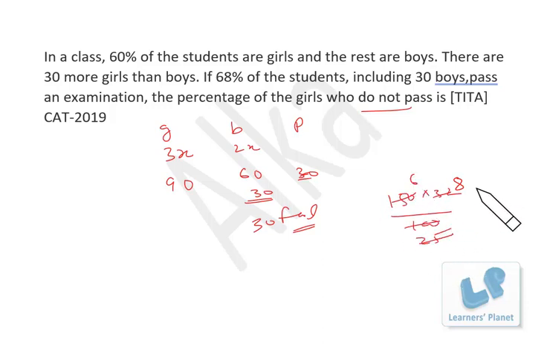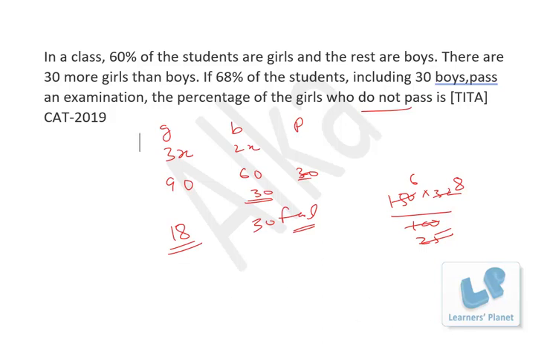So in all, 48 students fail. Out of that, 30 are boys, so the remaining 18 are girls. Okay. So the percentage of the girls who do not pass: out of 90, 18 girls did not pass. So it is 1 by 5, which means 20% of the girls did not pass.